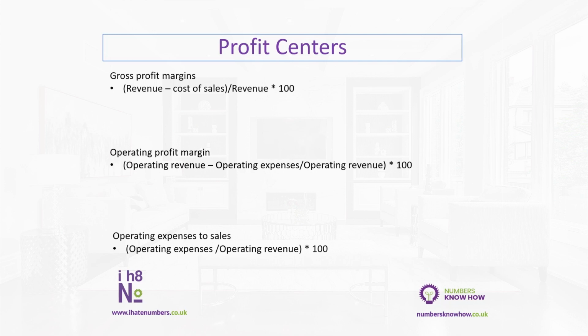The last metric suggested there is operating expenses to sales. And again, we take those level of support costs, those operating costs such as salaries and rent, marketing costs, distribution, and the like, and we divide it into the revenue that has been generated.